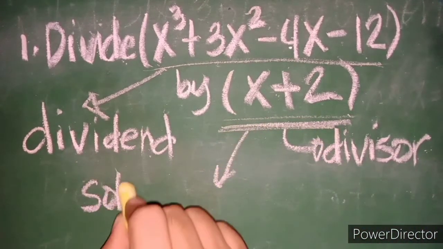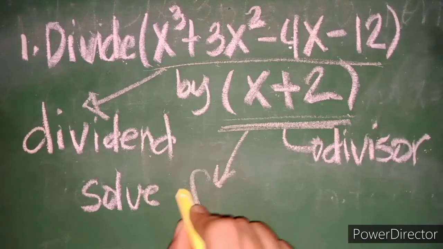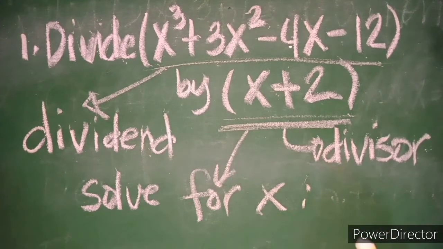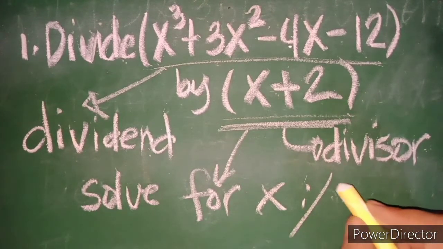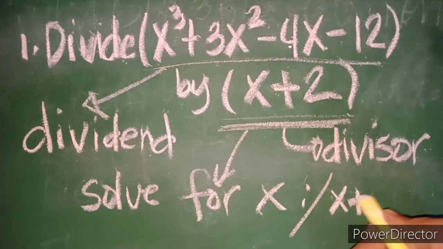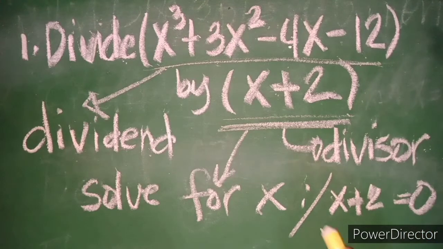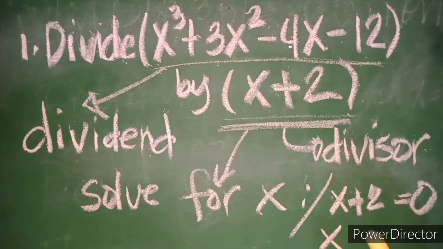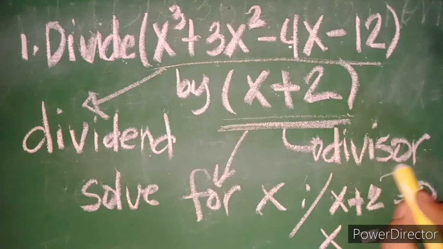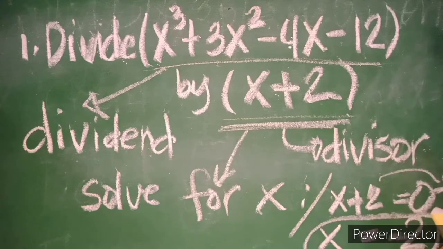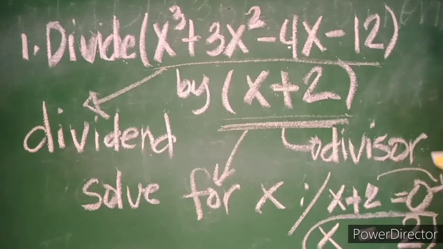plus 2, which is yun yung divisor. Okay, to solve for x, i-equate natin yung x plus 2 sa 0. So, therefore, we have x plus 2 equals 0. Okay, and then we transpose 2 to the other side. So, positive 2, it becomes negative 2. Therefore, ang value ng x ay negative 2. Okay, now nakuha na natin yung value ng x, which is x equals negative 2.